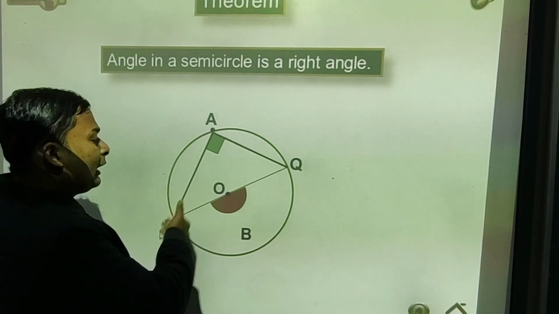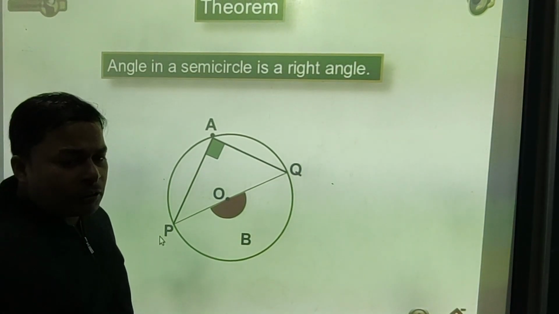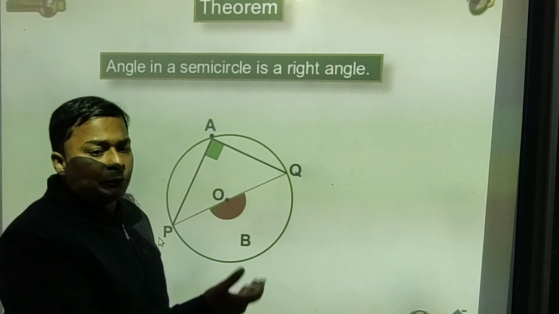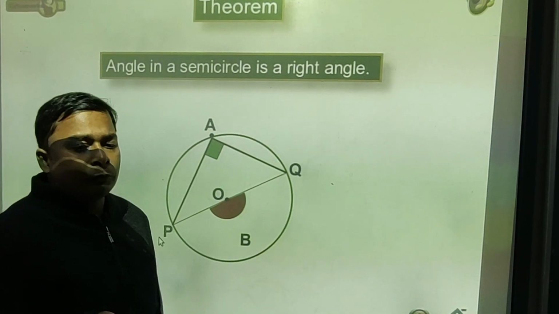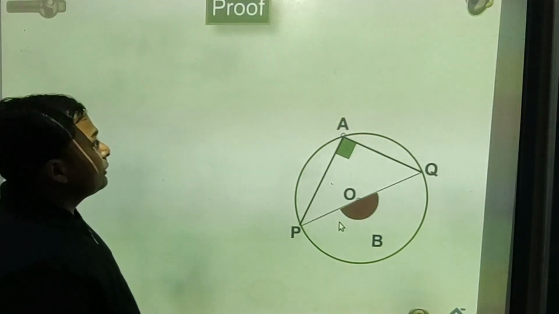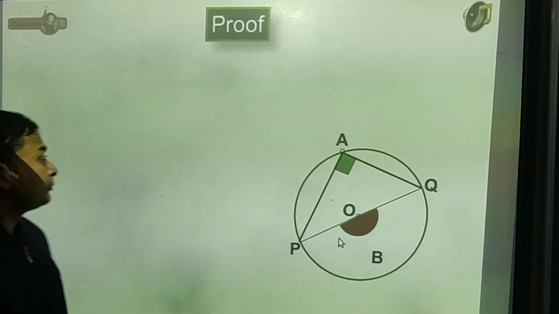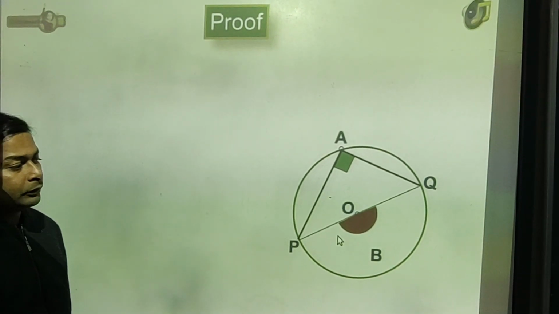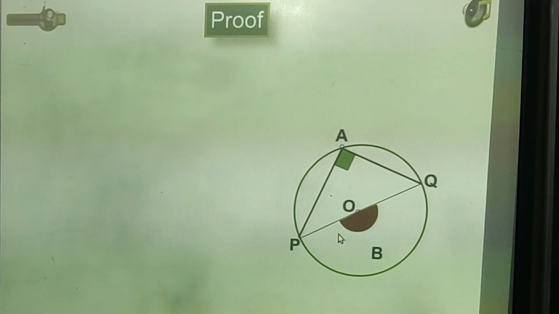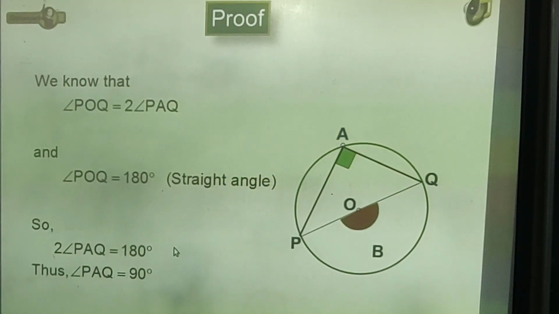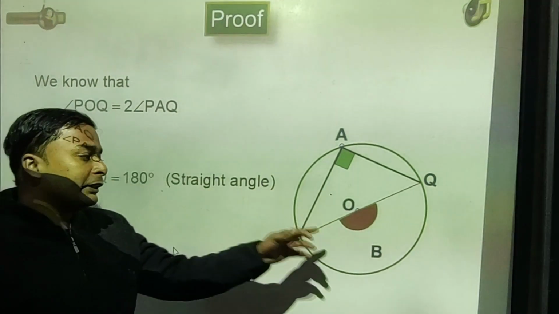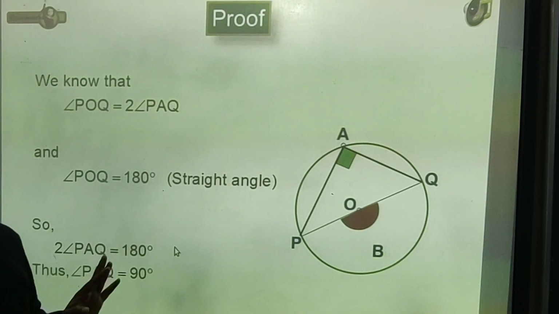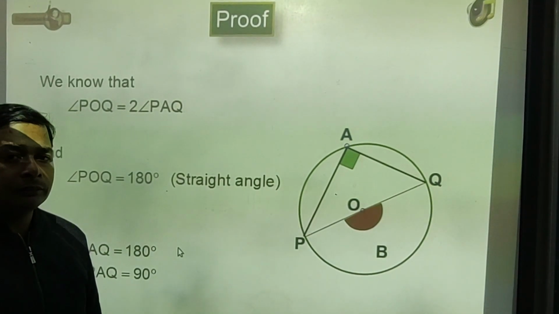सिंपल सी बात है. We know that angle POQ is equal to 180 because the angles found on the straight line. So the value of angle PAQ is half of angle POQ, and we know that POQ is equal to 180. So half of 180 is equal to 90 degree. So let us understand the proof of this very simple question. I hope it's clear. Angle POQ is equal to 180 degrees, a straight angle, and angle PAQ is equal to 90 degree. Clear to everyone? Yes, sir.